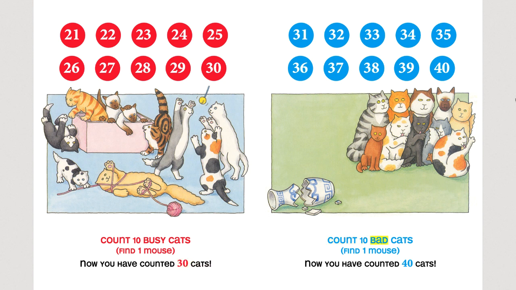Count 10 bad cats. Find 1 mouse. 31, 32, 33, 34, 35, 36, 37, 38, 39, 40. Now you have counted 40 cats.